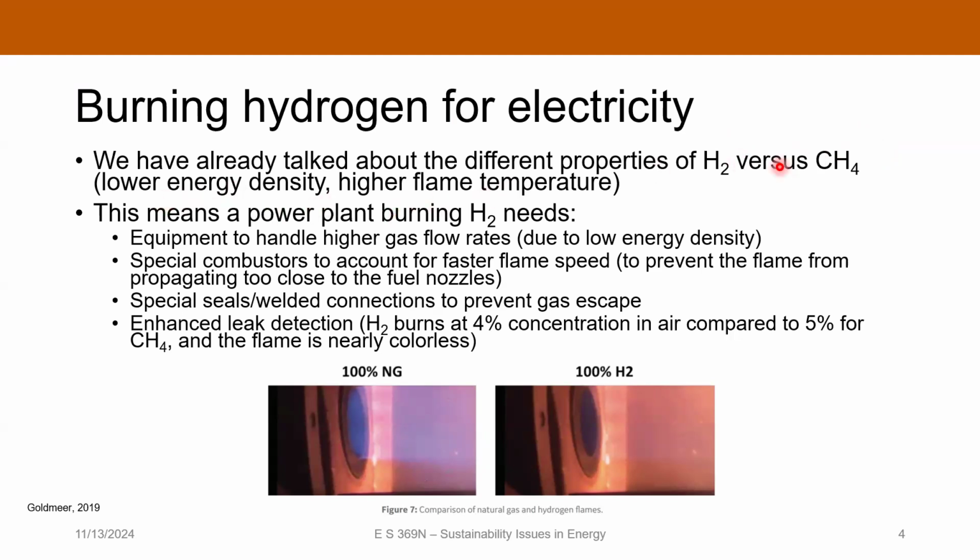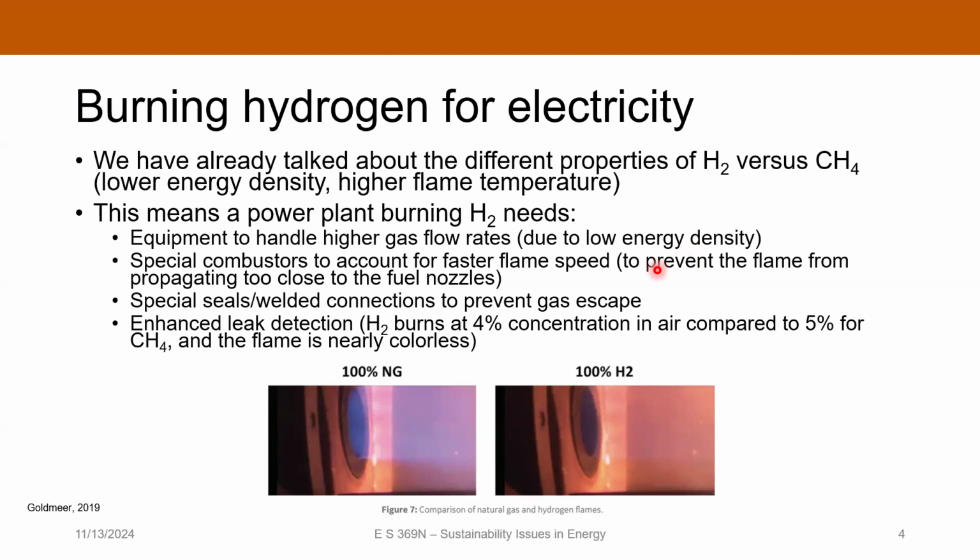So if you want to retrofit a gas power plant like the one across the street here to burn hydrogen, first of all, you need the equipment to be able to handle higher flow rates, because remember, with hydrogen compared to natural gas, it's not the volumetric flow rate, it is the energy flux. To get the same energy flux coming through the pipe, you need to flow faster because the energy density is lower. The combustors need to be designed a little bit differently because of the faster flame speed of hydrogen.